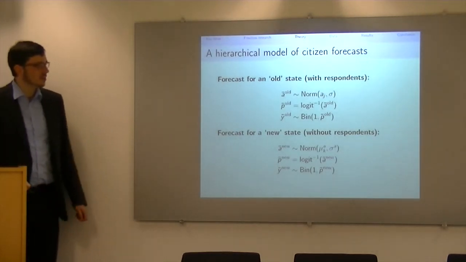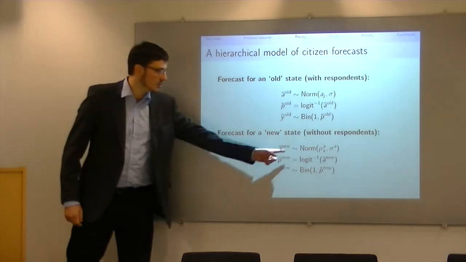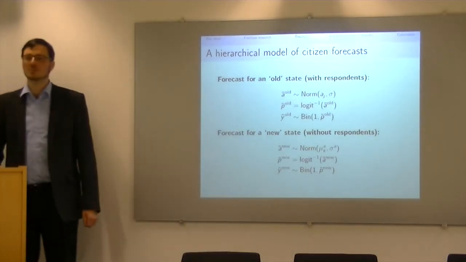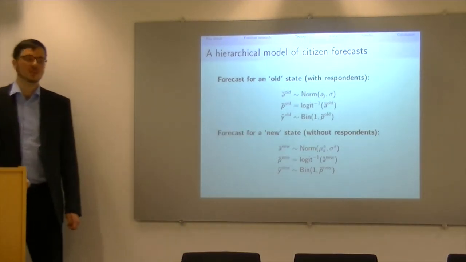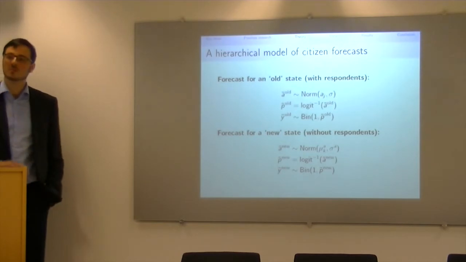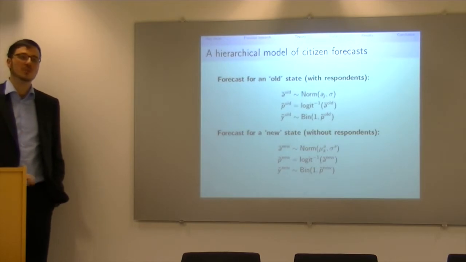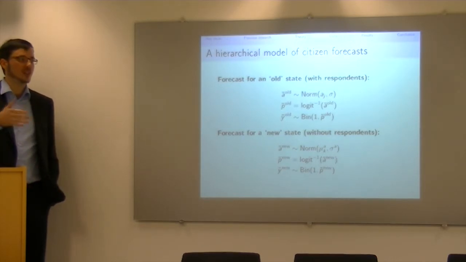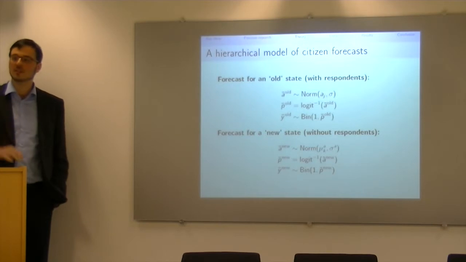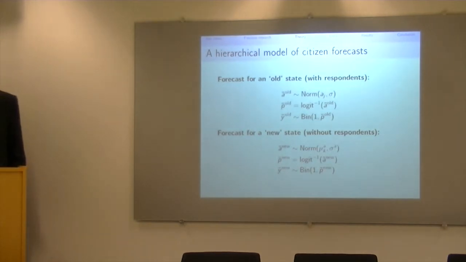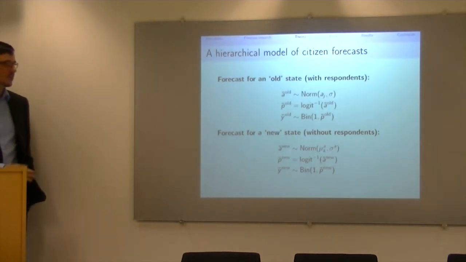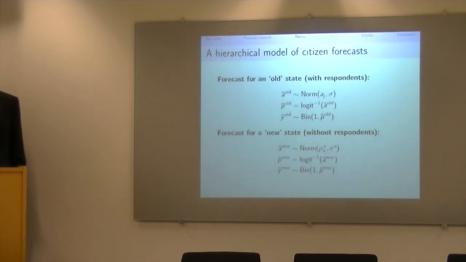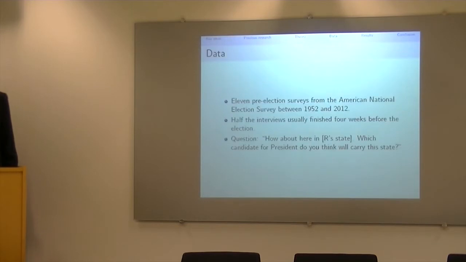For a new state, basically what I will be doing, I also draw from a normal distribution, but because I do not have the posterior distribution of that state estimate, I will use the one of the region, assuming that states that are placed in the same region are correlated. And then again, I draw from a Bernoulli distribution to say whether or not that this forecast will actually be in favor of the Democrats.